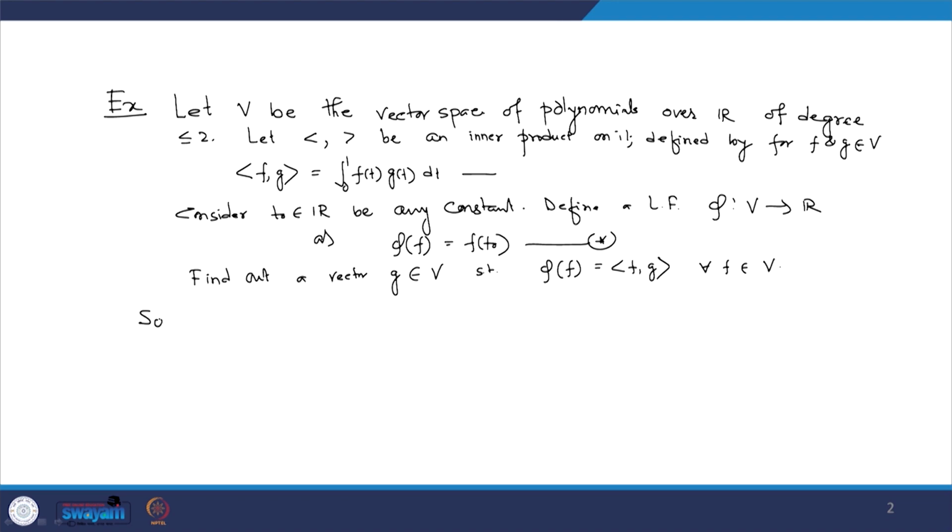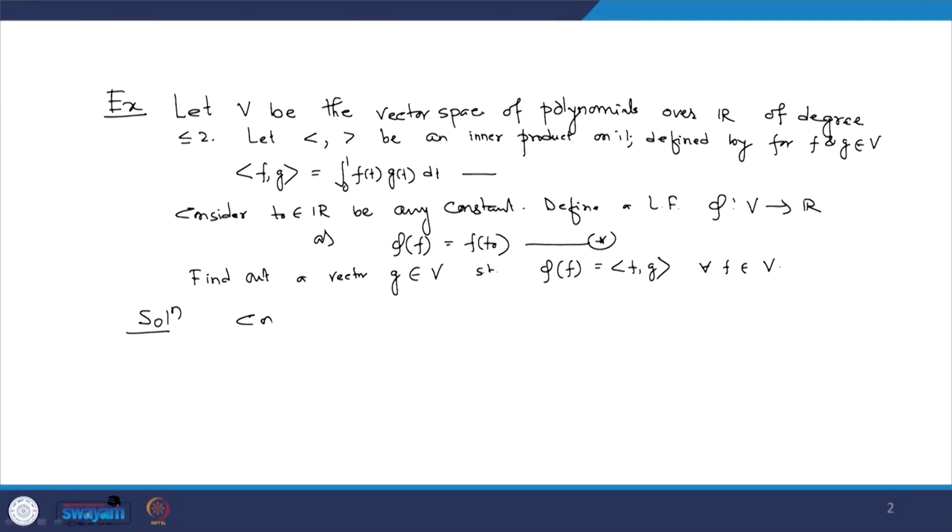So now, if you recall the theorems, we basically need an orthonormal basis for the space V, and then the unique element, here it will be G, is equal to the sum of phi of alpha i bar times alpha i, where alpha 1 to alpha n is the orthonormal basis. So, how to proceed with this?